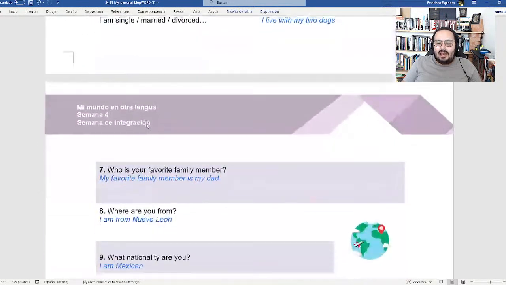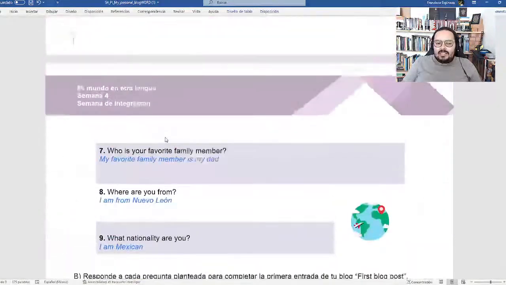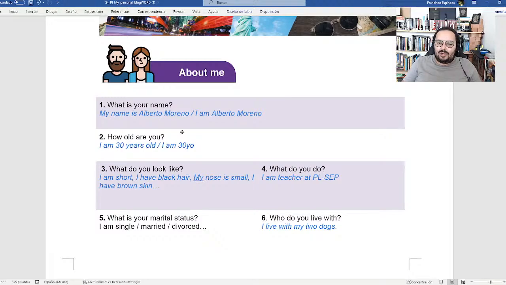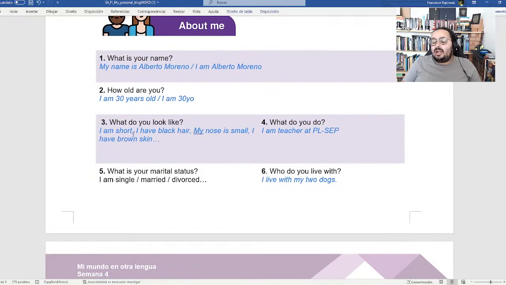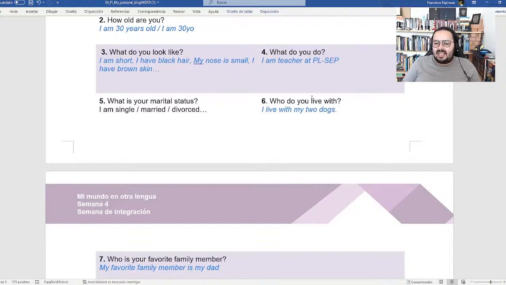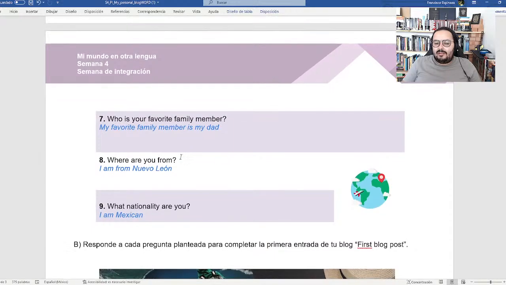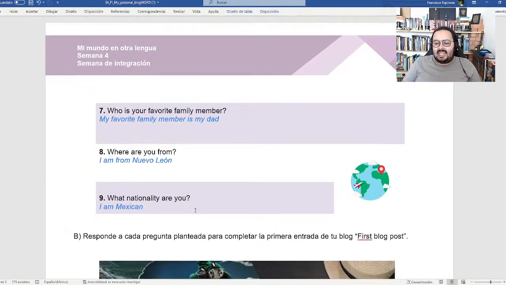Tenemos 3 secciones, A, B y C. La primera es la sección A, que es hablar de generalidades sobre mí. ¿Cuál es tu nombre? ¿Qué edad tienes? ¿Cómo te ves? ¿Qué es lo que tú haces? ¿Cuál es tu estado civil? ¿Y con quién vives? ¿Cuál es tu miembro favorito de la familia? ¿De dónde eres? ¿Qué nacionalidad tienes?